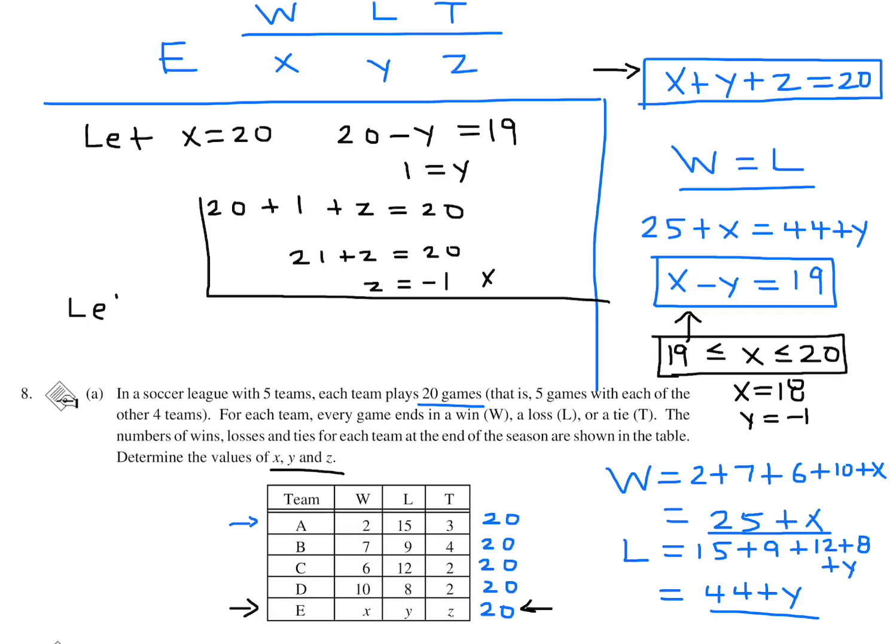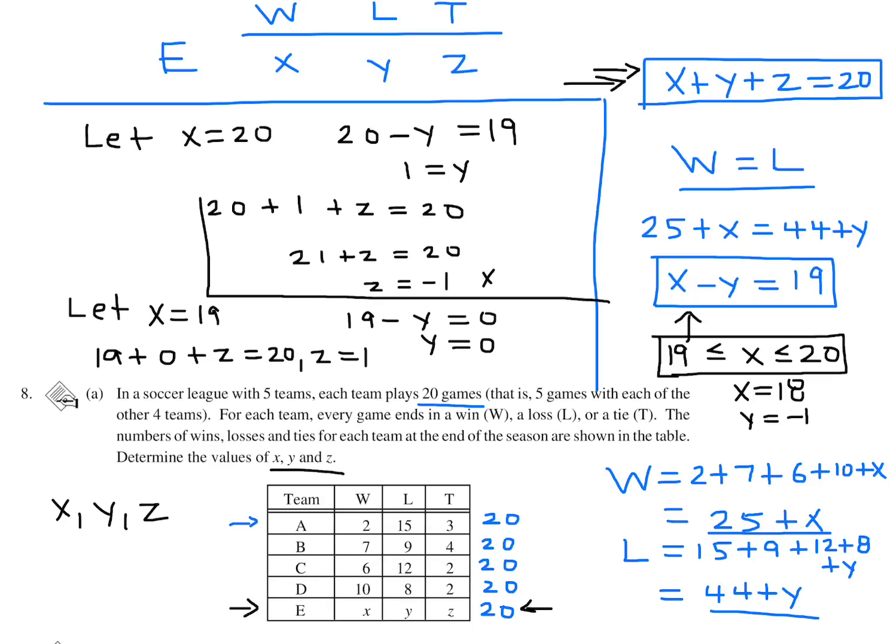How about the only other possible value for x, which is 19? Let's see what that gives us. If x is 19, we have 19 minus y is equal to 19, and therefore y is 0. How about z? Using this equation right here, 19 plus y, which is 0, plus z is 20, and therefore z is equal to 1. So there you go. This all makes sense. So x, y, z is 19, 0, and 1. Team E wins 19 games, has 0 losses, and has 1 tie.